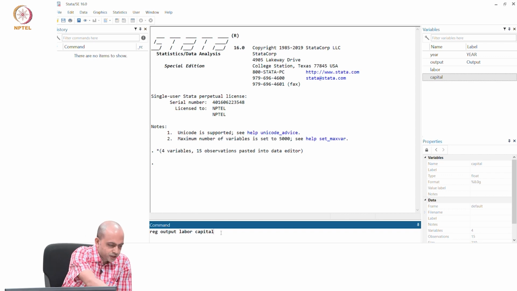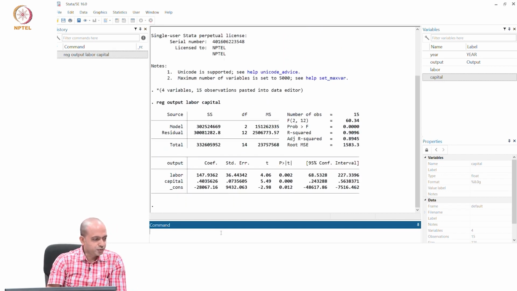Okay. This is the linear model we have estimated. So, how will you interpret the coefficient? This is very simple. For a unit change in labor, on an average output increases by 147 unit, that is the meaning. Similarly, from the coefficient of capital, we can say that for a unit change in capital, output increases by 0.4035 unit.